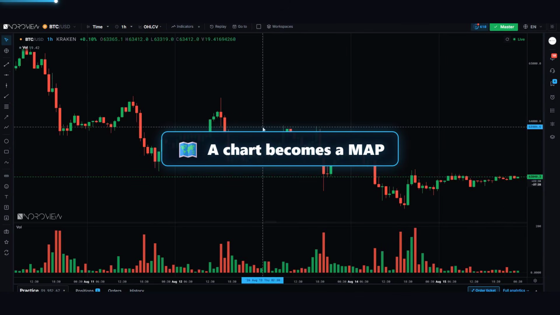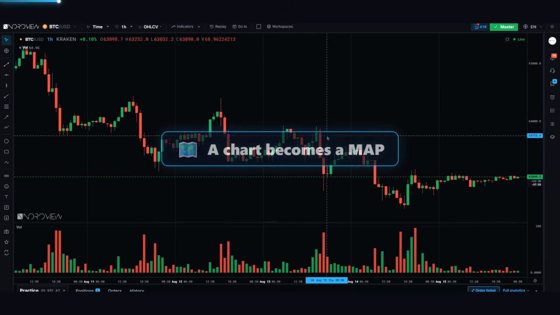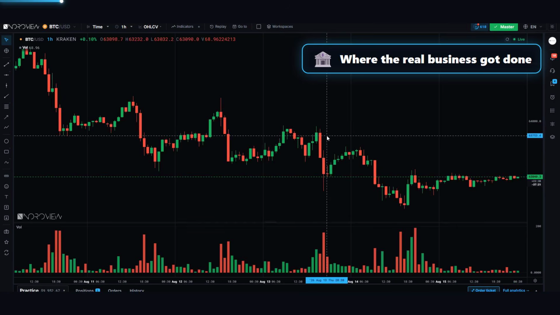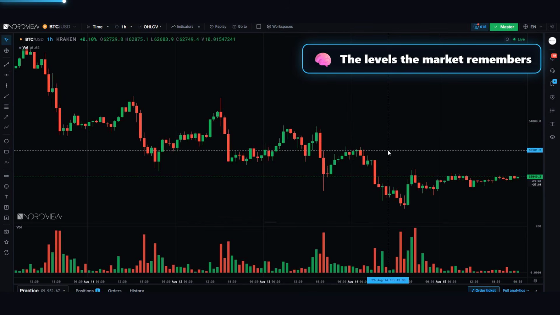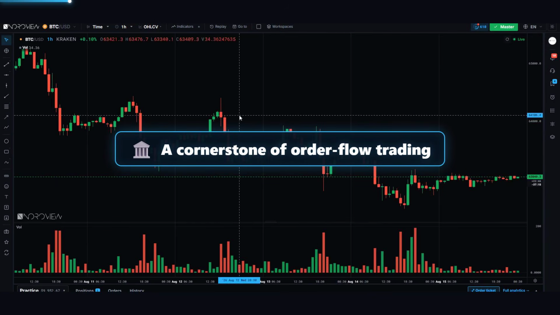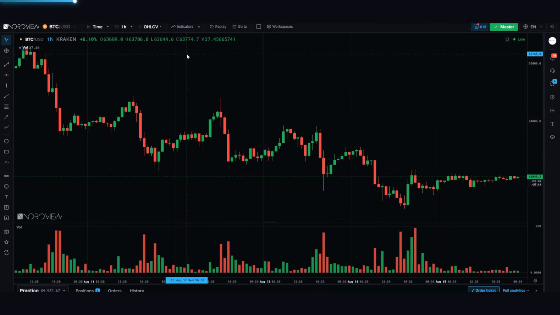And that one change turns a chart into a map. It shows you the prices where the real business got done. Those are the levels the whole market remembers and reacts to. This is a cornerstone of order flow and market profile trading, and it is built right into Noroview.